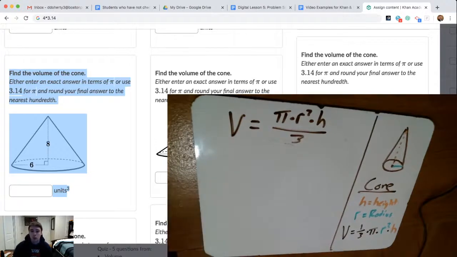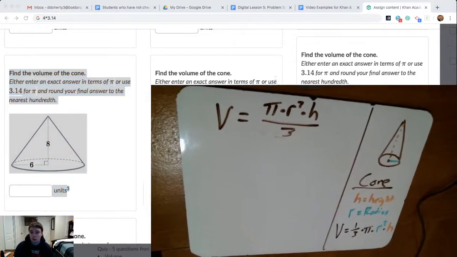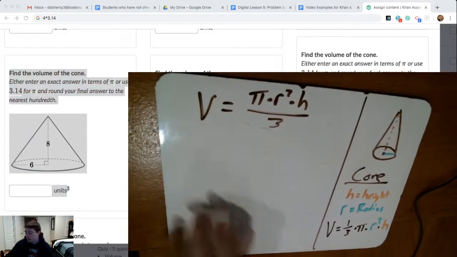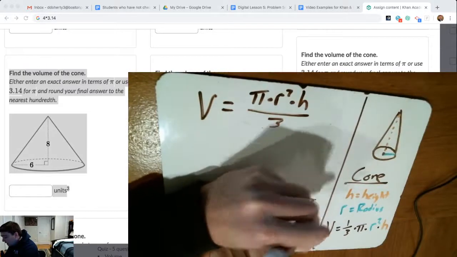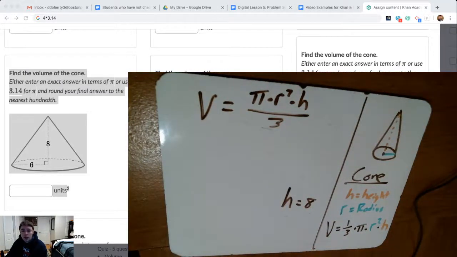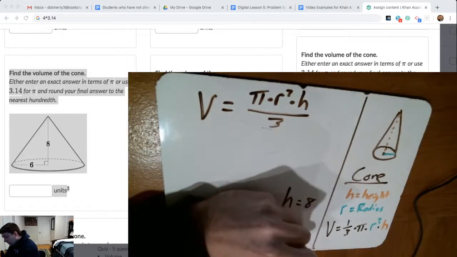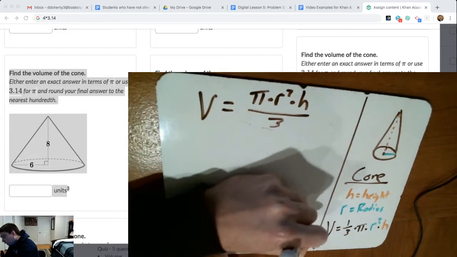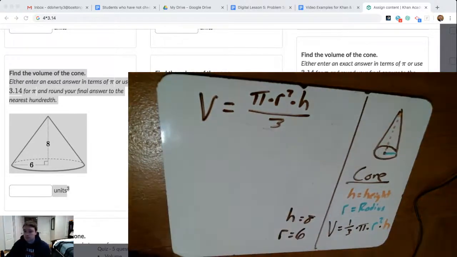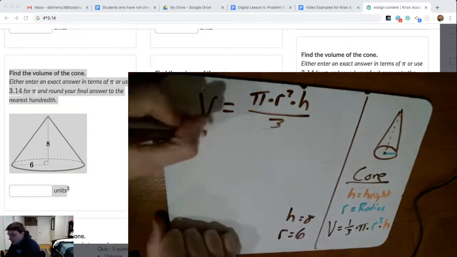For the cone we're working with, it has a height, which we're going to call H, of 8, and it also has a radius, the distance halfway across that circle. The radius is 6. So a height of 8 and a radius of 6 for that cone. Those are the numbers I'm going to plug into our formula.